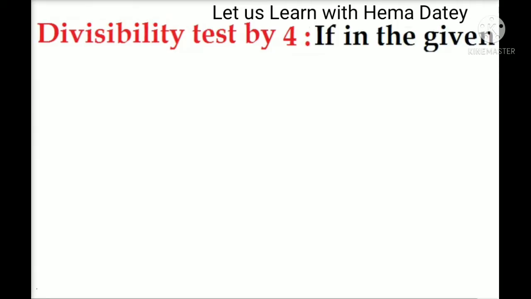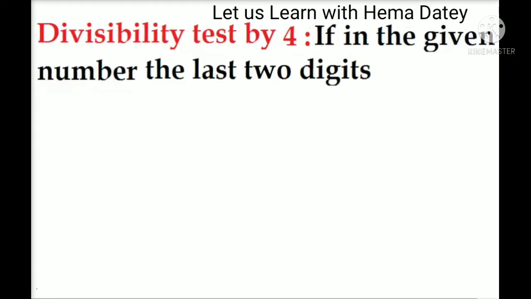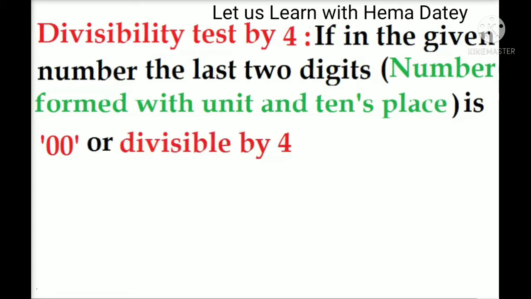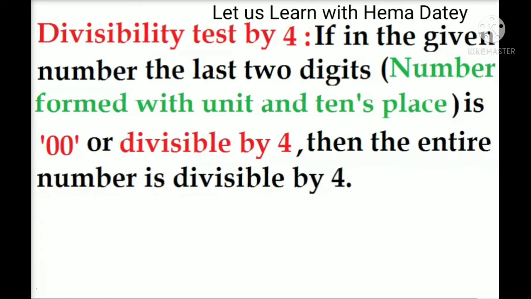Divisibility test by 4. If in the given number the last two digits, the number formed with unit and tens place, is 00 or divisible by 4, then the entire number is divisible by 4.